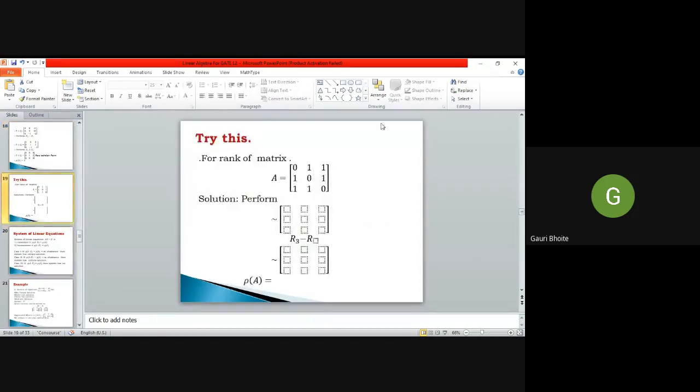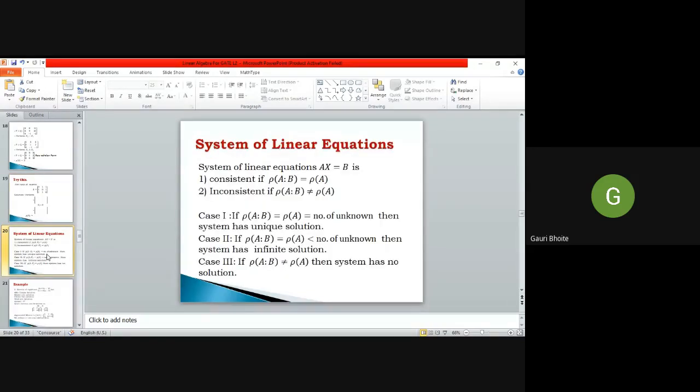So just try this at home. Find the rank of the matrix A, which is 0, 1, 1; 1, 0, 1; 1, 1, 0. Okay, so just try this. Now we come to systems of linear equations.